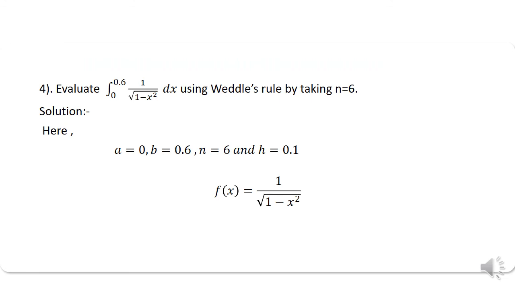The last problem is evaluate integral 0 to 0.6 of 1 divided by square root of 1 minus x square into dx using Weddle's rule by taking n equal to 6. Here our lower limit equal to 0, upper limit is 0.6, n equal to 6. Substituting these values in the formula h equal to b minus a by n, we'll get h equal to 0.1. Here our function is 1 by square root of 1 minus x square.